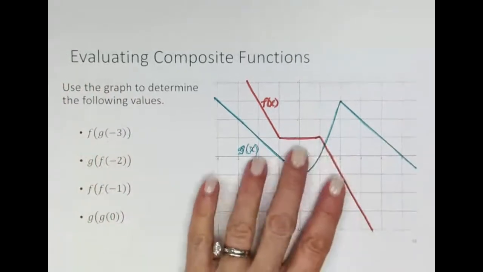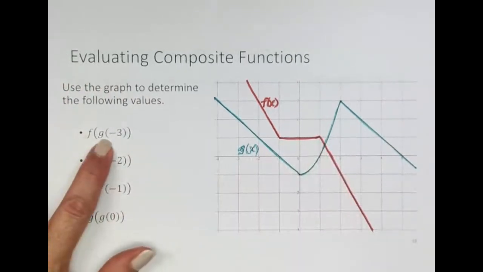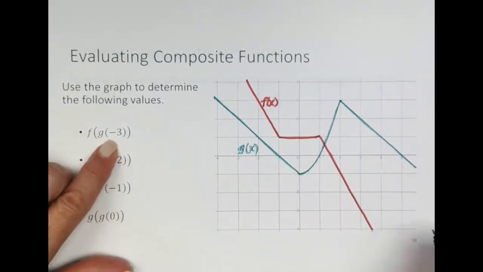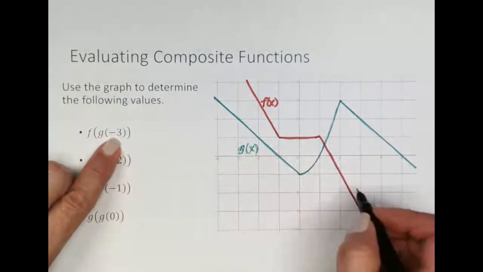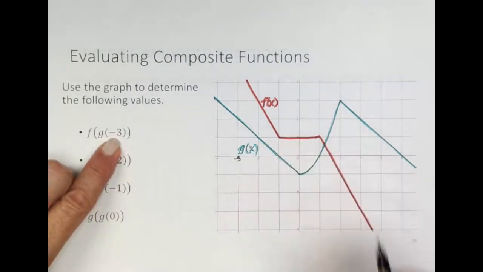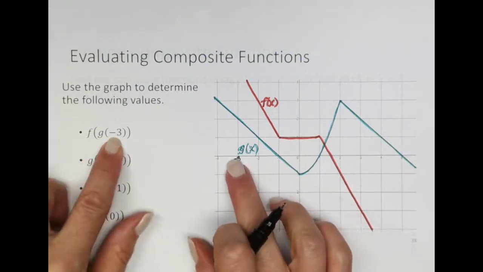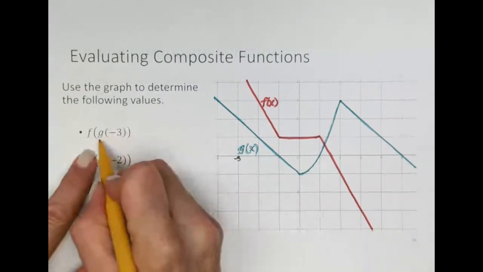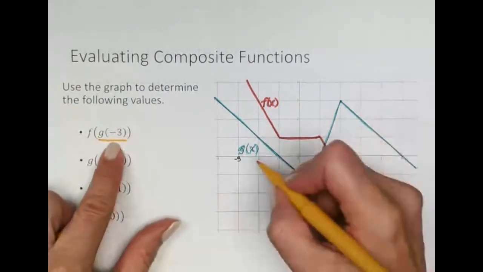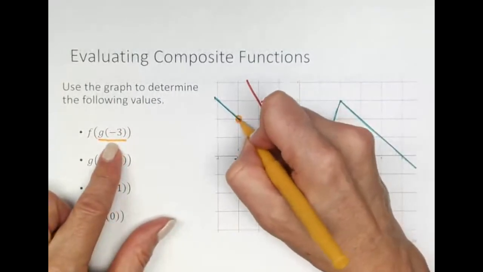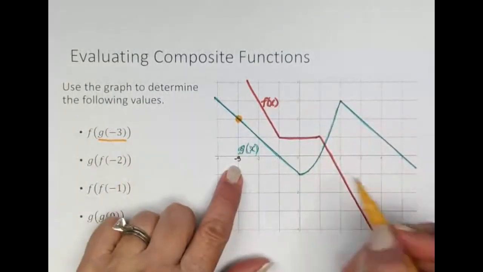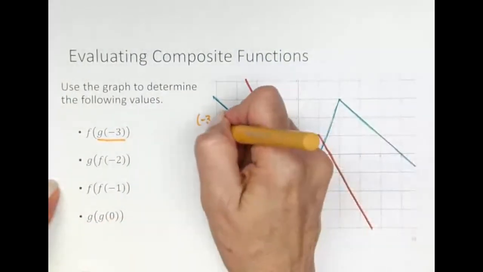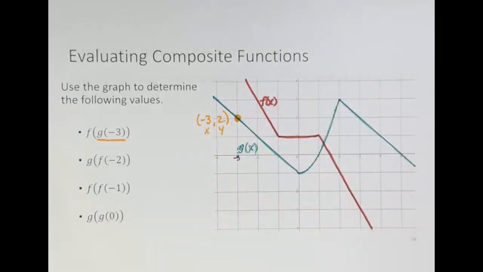All right, so from the graph, can we determine f of g of negative 3? Sure, we need to find g of negative 3 first. So where is g of negative 3? The input is negative 3. There's negative 3. On the graph of g, x is negative 3 right here. So the coordinates of that point are negative 3, 2. The x is negative 3, of course the y is 2.